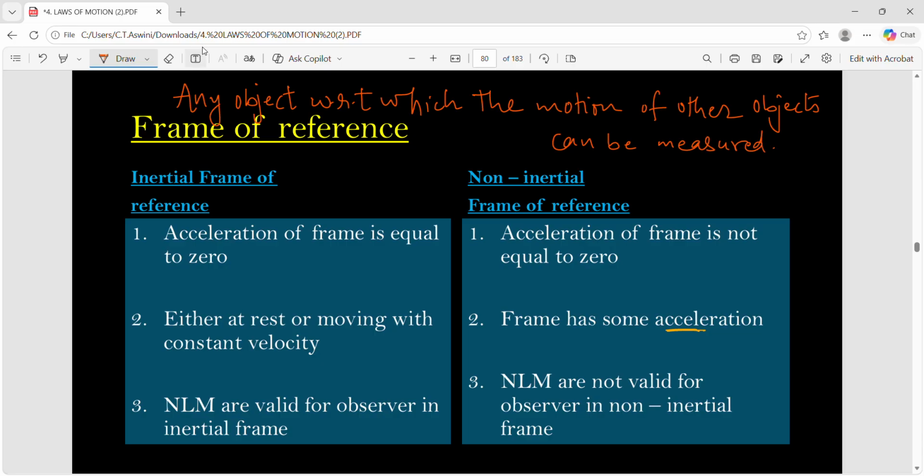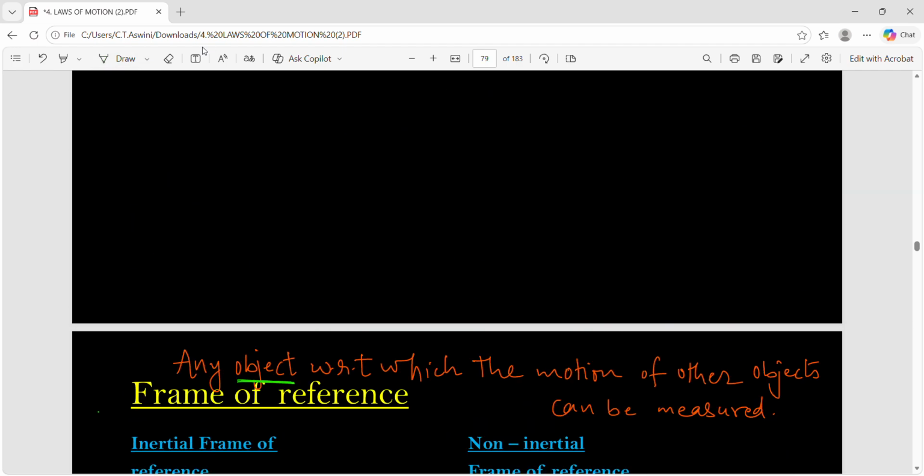So what is frame of reference basically? It can be any object or anything with respect to which you will decide the motion of other objects. That means you will decide the state of other objects. So to decide whether the objects are in rest or whether they are in motion, you will take some reference. You will take some object under reference. That is your frame of reference. We'll see one example to understand this frame of reference.